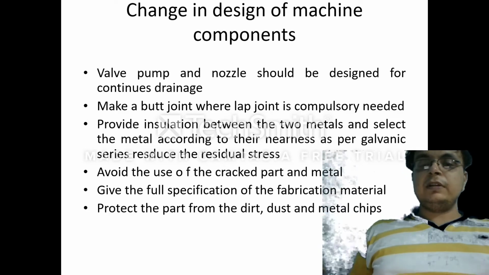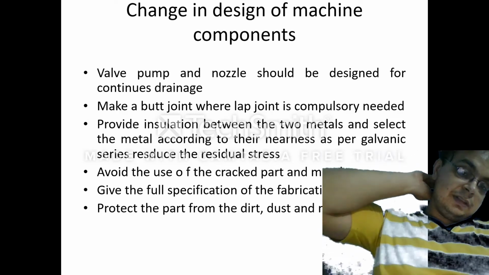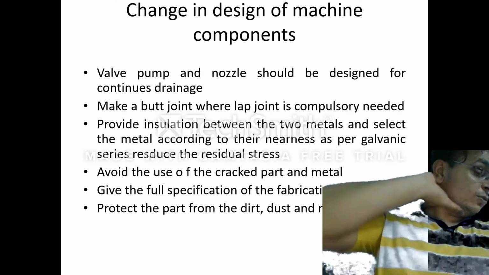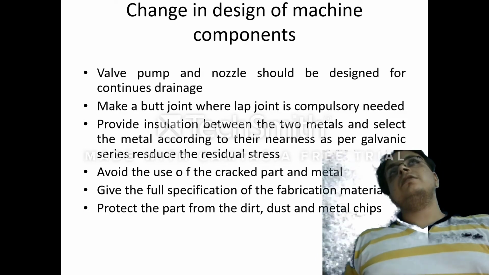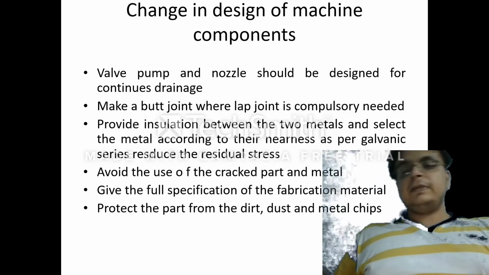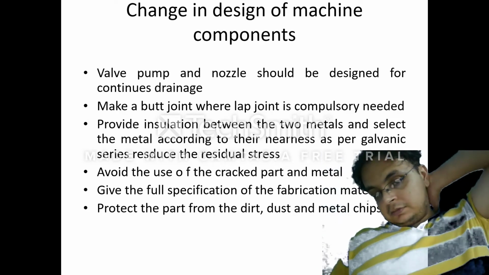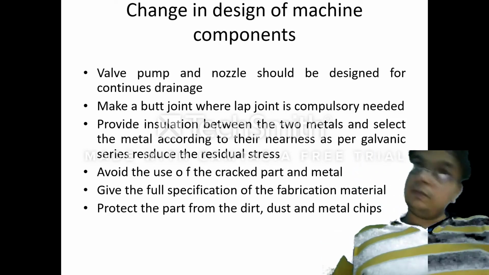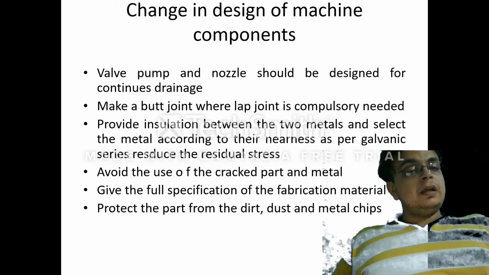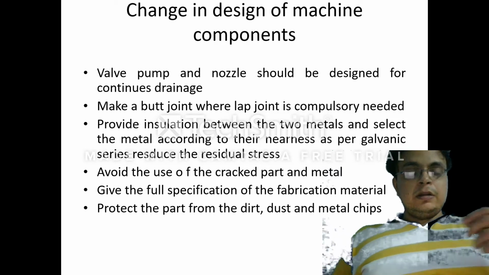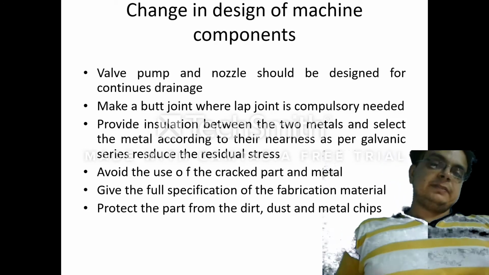Insulation is provided between the two metals, and select the metal according to their thickness as per the galvanic series. Reduce the residual stress. The crack part should be avoided because at the crack part oil spilling will take place and as a result corrosion rust can also be formed. Give the full specification of the fabrication material. For the fabrication material, the full specification should be provided, and yes, it will protect against dirt, dust, and metal chips.